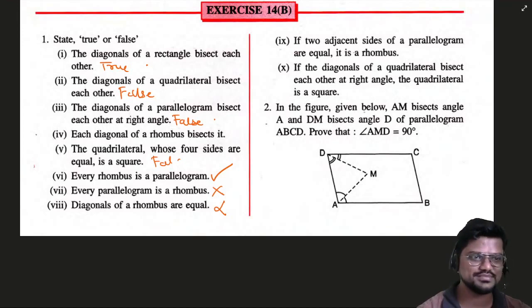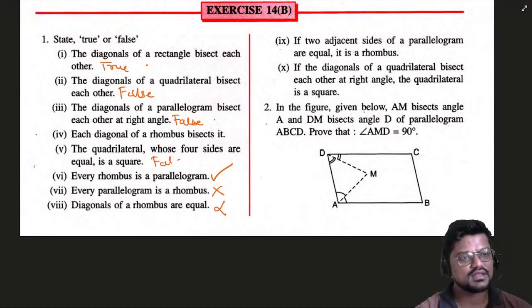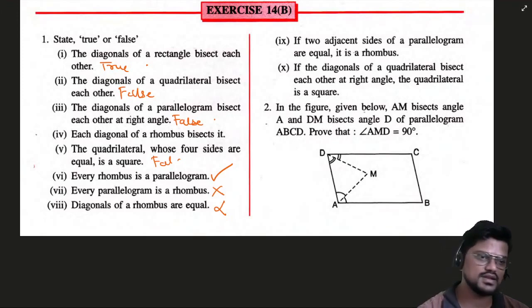You are very smart. Next. If the diagonals of a quadrilateral bisect each other at right angle, the quadrilateral is a square. Is it? Not necessary, sir. It can be a rhombus also. Rectangle also. The diagonals of a rectangle do not bisect at right angle. Rhombus and square, sir.